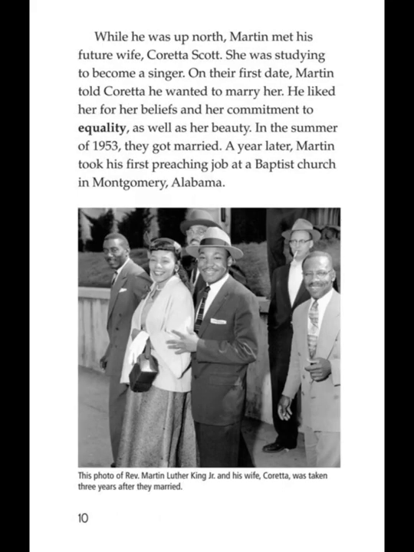While he was up north, Martin met his future wife, Coretta Scott. She was studying to become a singer. On their first date, Martin told Coretta he wanted to marry her. He liked her for her beliefs and her commitment to equality, as well as her beauty. In the summer of 1953, they got married. A year later, Martin took his first preaching job at a Baptist church in Montgomery, Alabama. This photo of Reverend Martin Luther King Jr. and his wife Coretta was taken 3 years after they married.